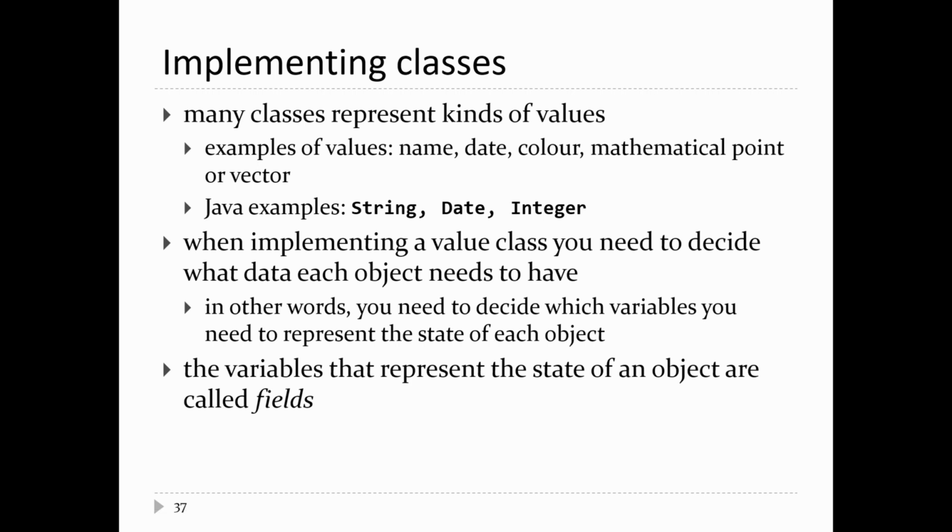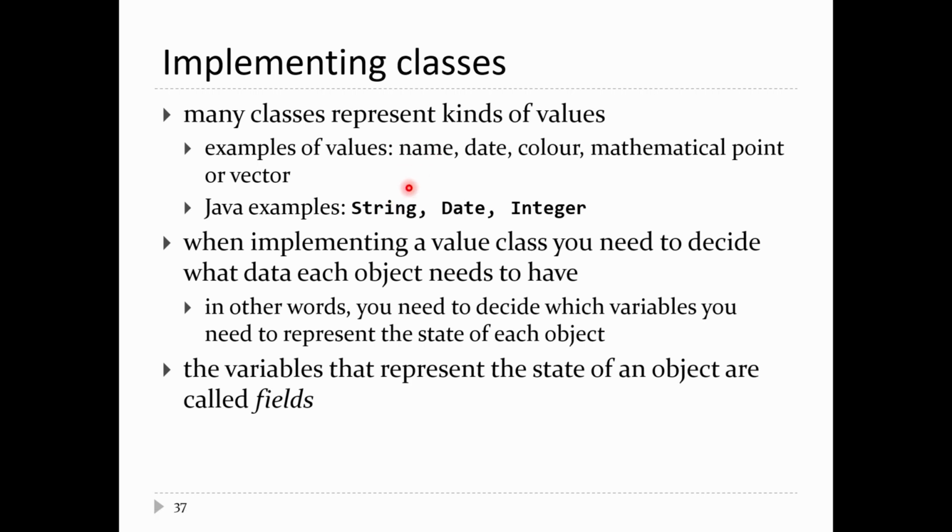Okay, so we would like to implement a class of some kind. For the most part in this course, we implement what are called value type classes. A value class is just a class that represents some kind of value. For example, a name would be a value. A date could be a value. Color could be a value. A point or a vector could be a value.